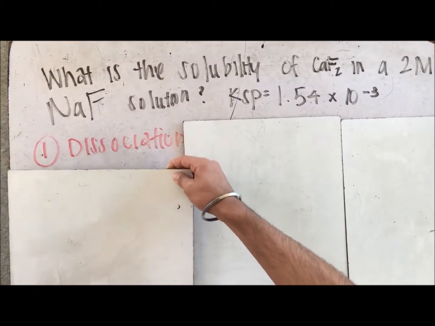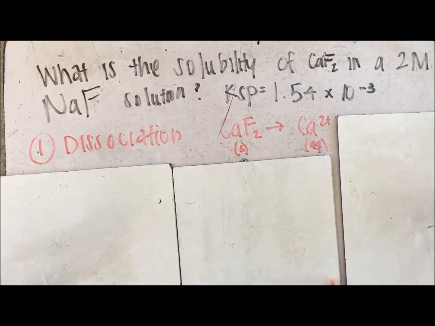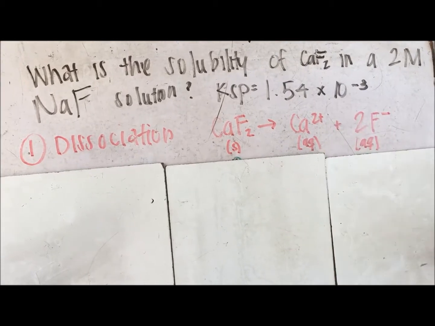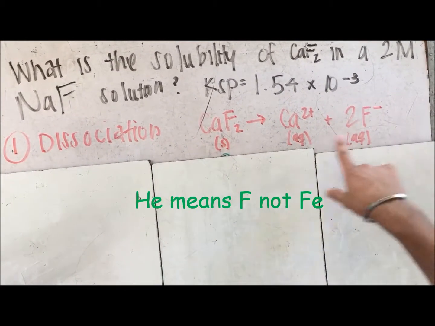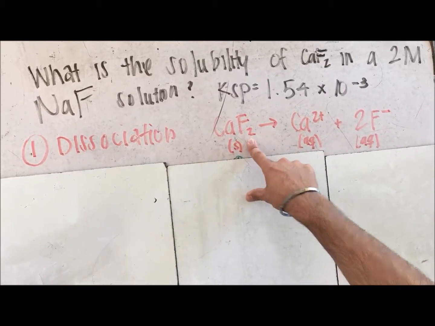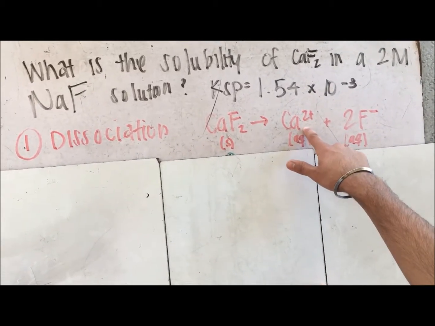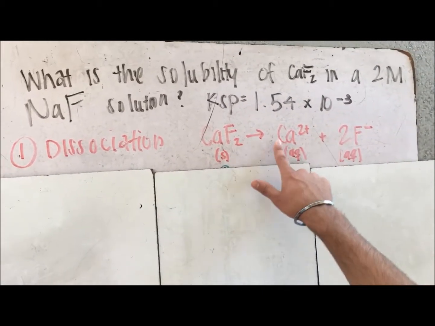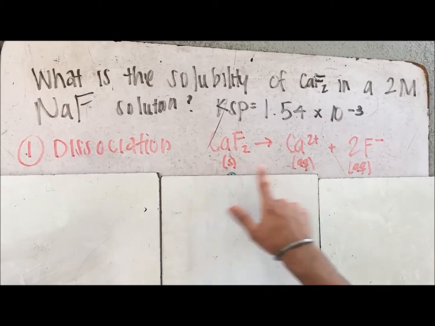The first step again is to write the dissociation reaction. So we did this right here. Calcium fluoride dissociates into the cation calcium 2 plus and the anion F minus. Notice that there are coefficients here because there are 2 fluorine atoms for one calcium atom. So we have calcium 2 plus and 2 F minus. This is solid, this is aqueous.